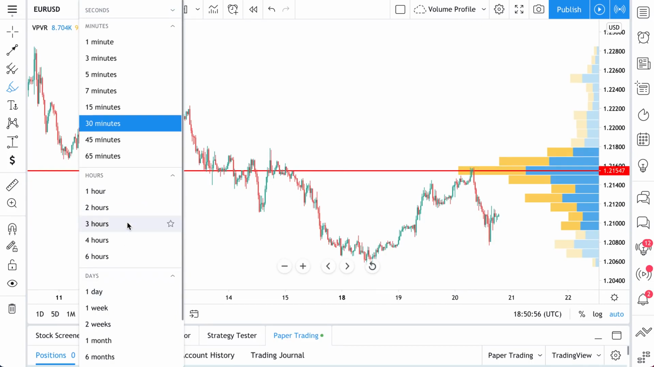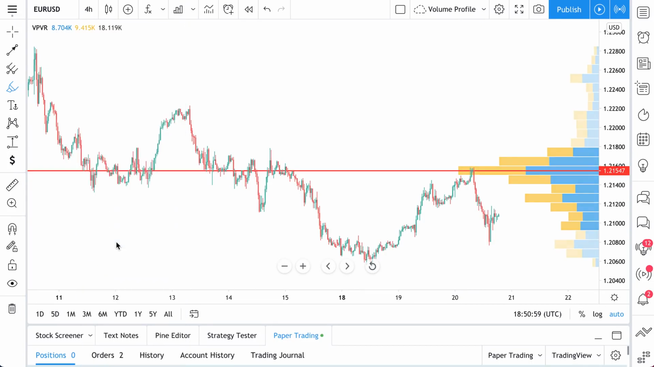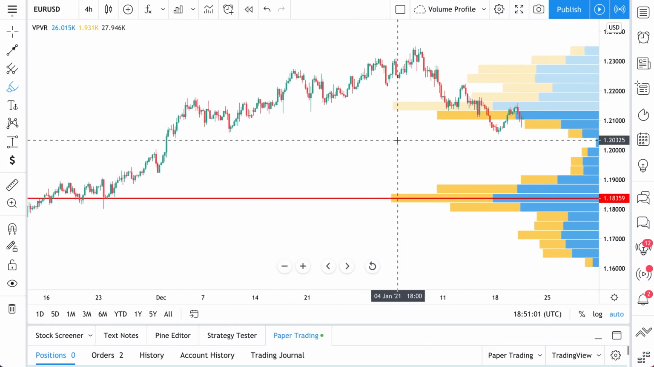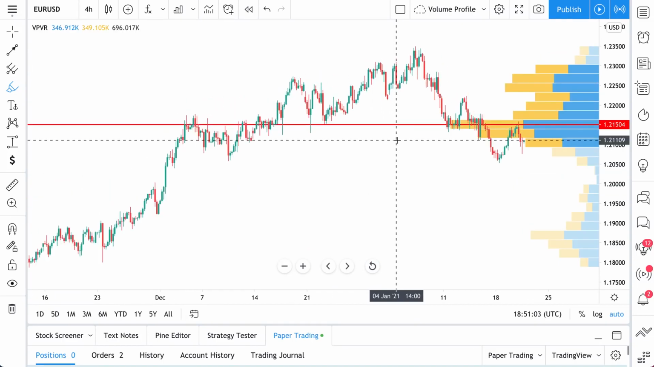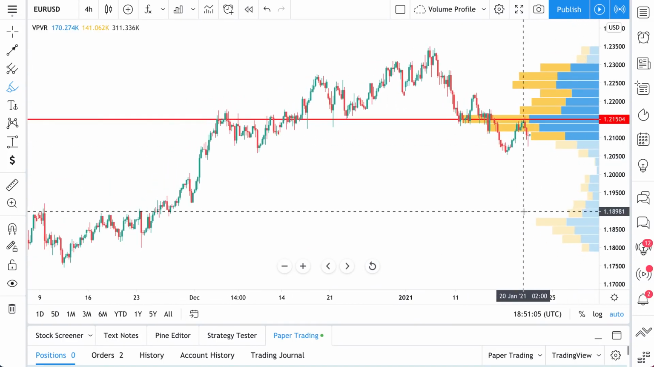Let's zoom out maybe to a 4-hour chart. Let's zoom out and see what clarity we can get now. So we still see that 1.2 region, 1.21.